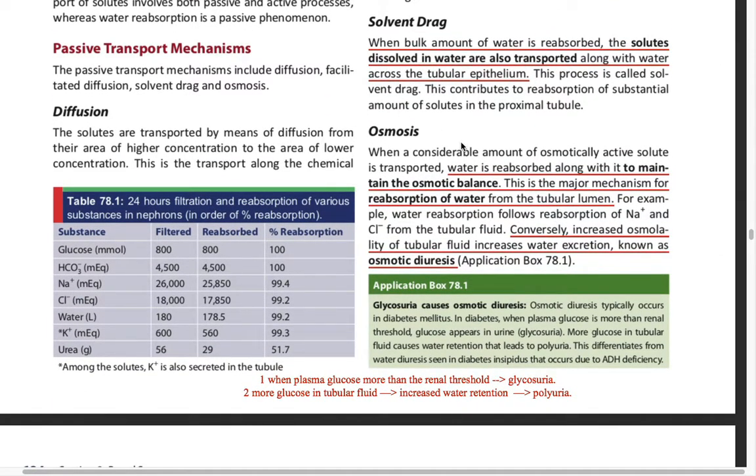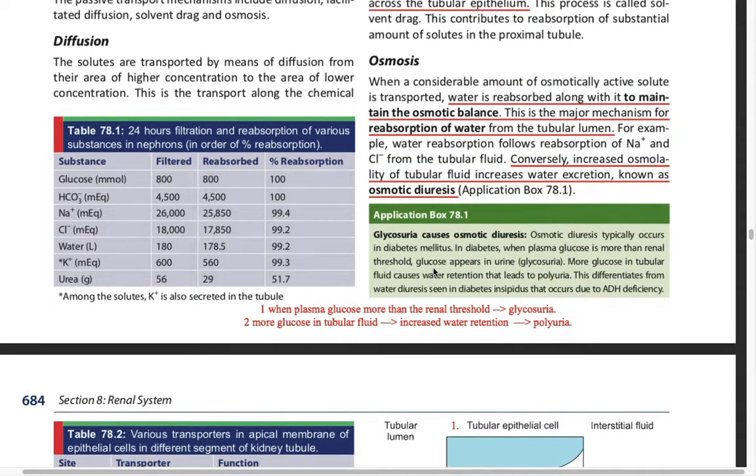What is osmosis? Water is reabsorbed along with the solutes to maintain the osmotic balance. This is a major mechanism for the reabsorption of the water from the tubular lumen. For example, water reabsorption follows the reabsorption of the Na plus and the Cl minus from the tubular fluid. Conversely, increased osmolality of the tubular fluid increases the water excretion, known as the osmotic diuresis.